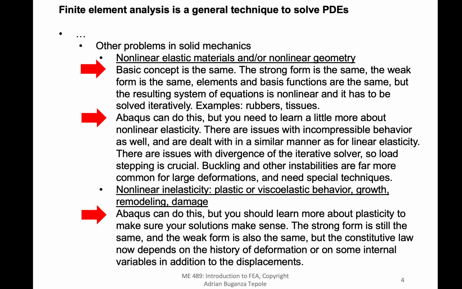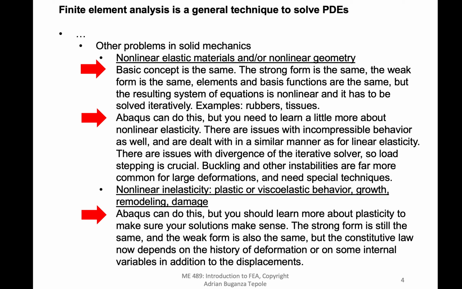And these are things that Abaqus can do, and then you just need to learn a little bit more about nonlinear elasticity. In a few things, you basically have to define the material differently from what we have used now. So you have to choose, for example, a hyperelastic material, and we won't talk about that, but that's something that you need to learn on top of what we have talked about in class.